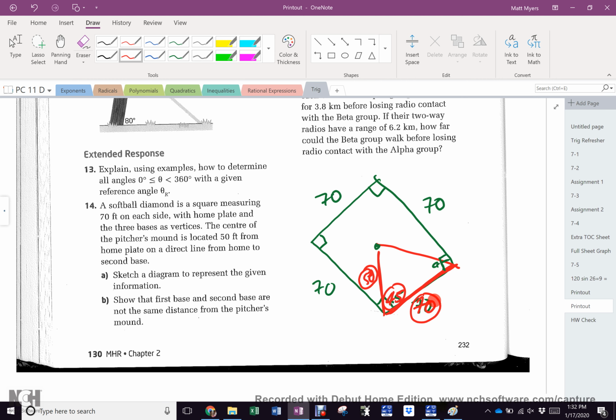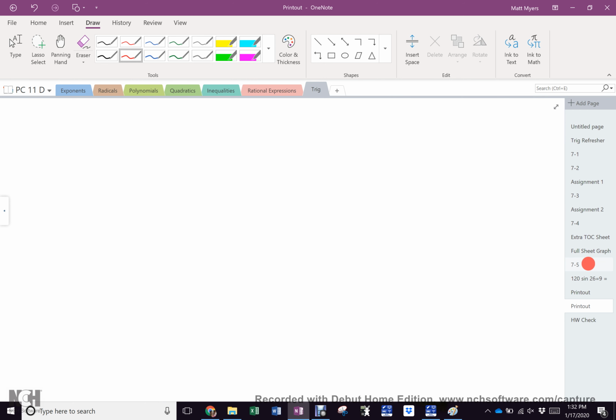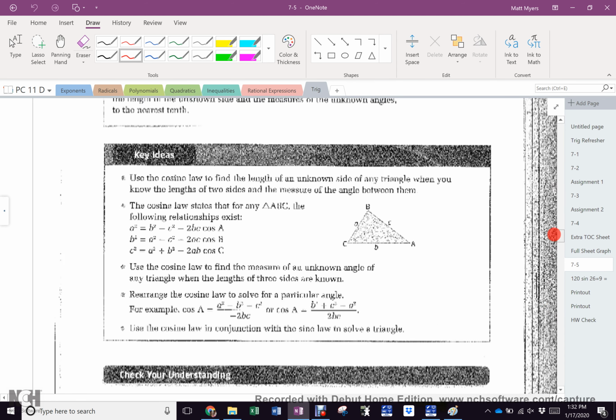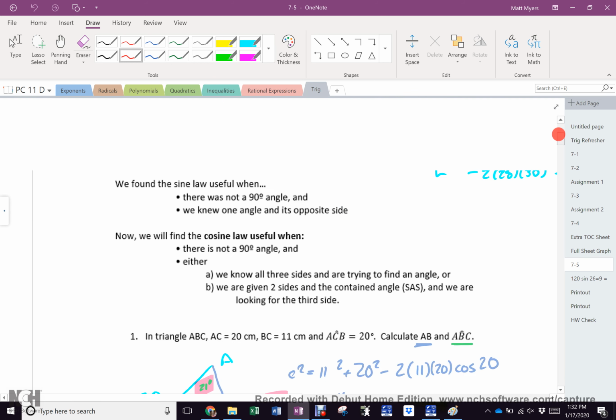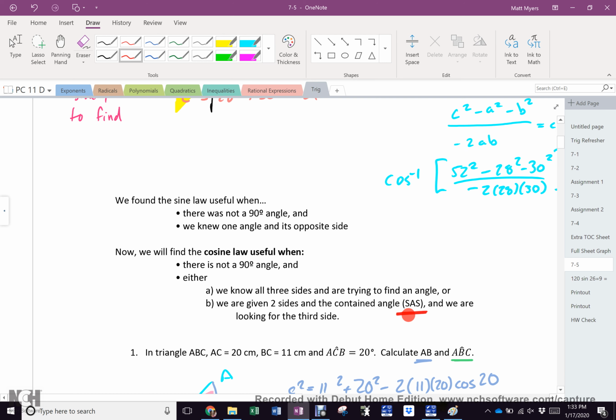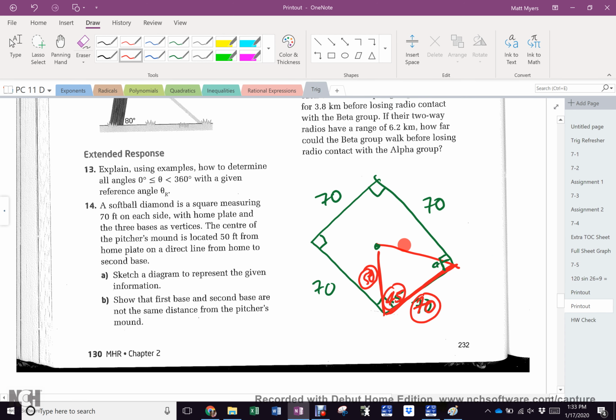Cosine law. I even gave you that on a piece of paper. I actually said when to use cosine law. It's right here. Cos law, side angle side. So, what do you make this? Little c, and then you solve for it. Okay dokey.